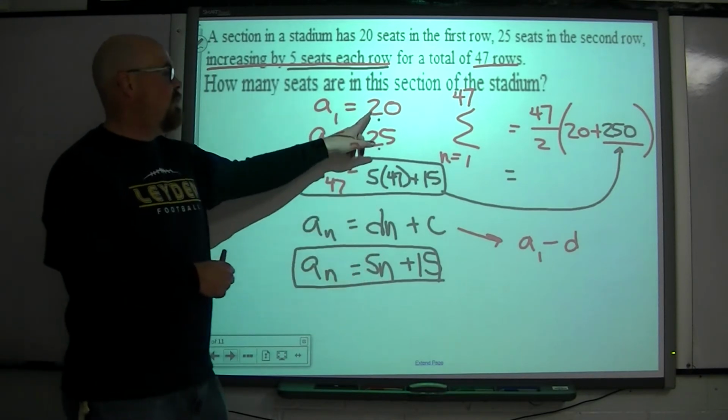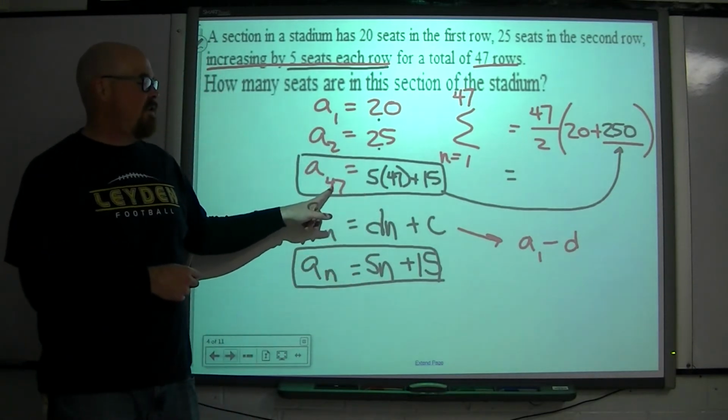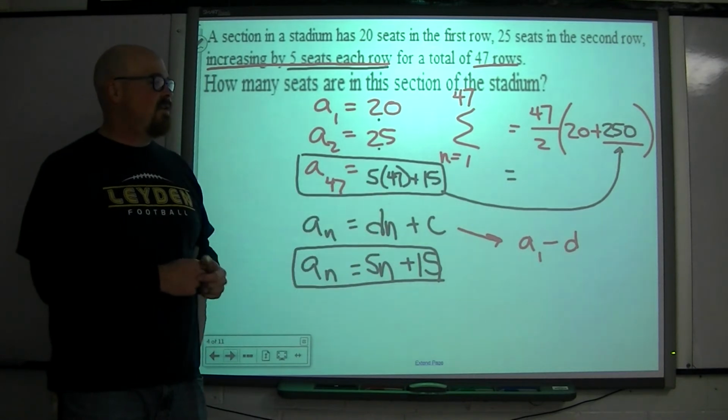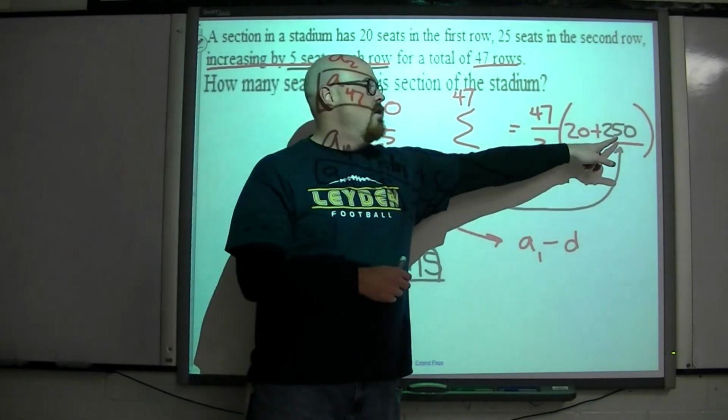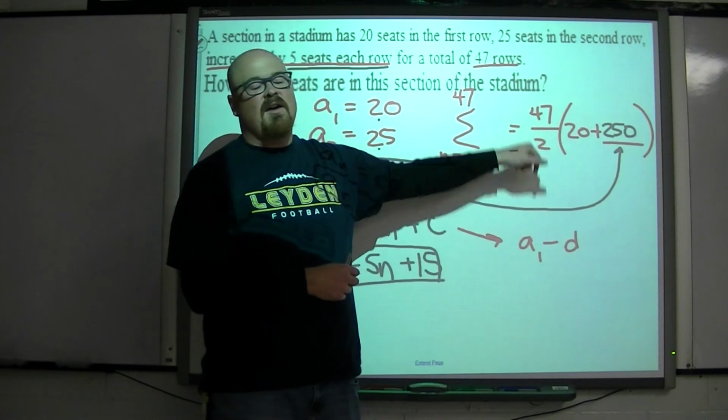We know the first term is 20. We need to know the 47th term. So we plug 47 into this model. We get 250. We know the first term, and we know there's 47 terms in the sum.